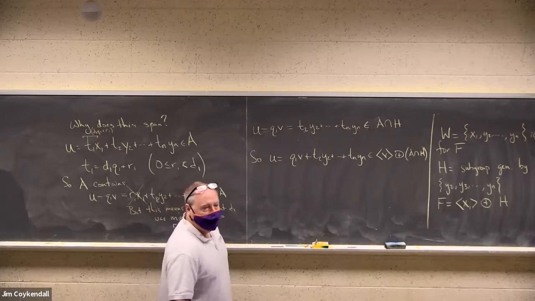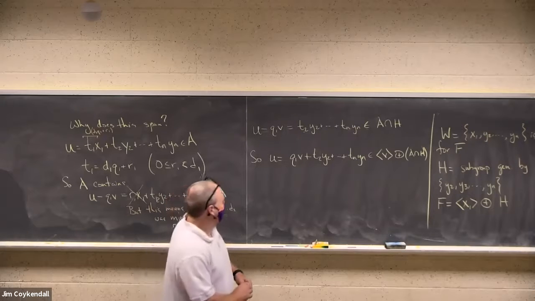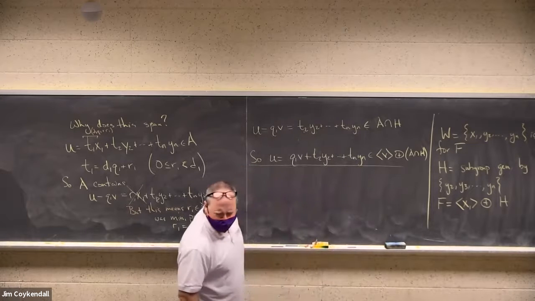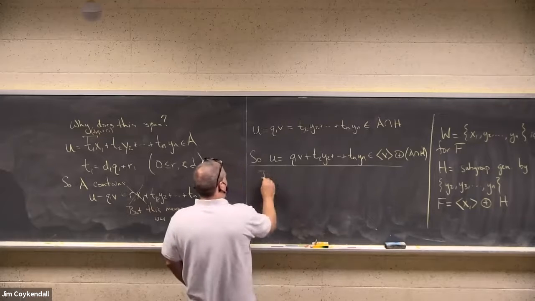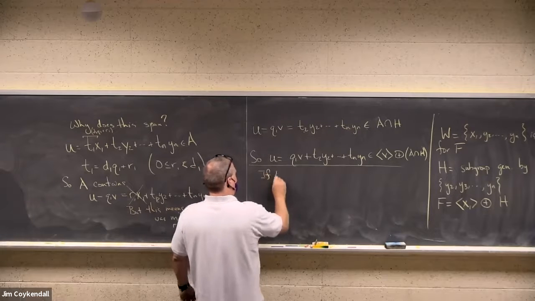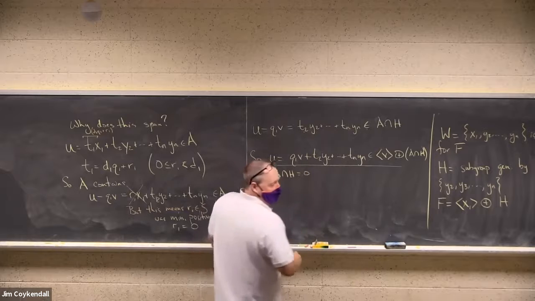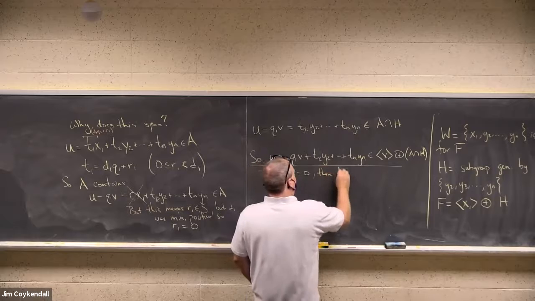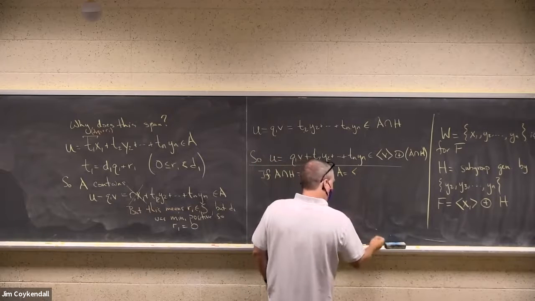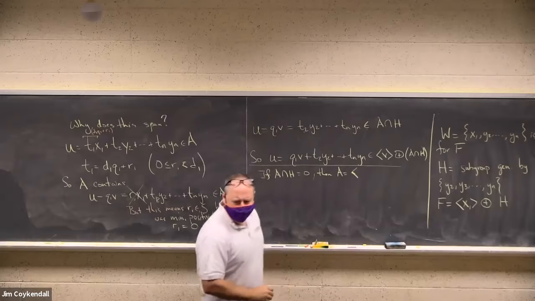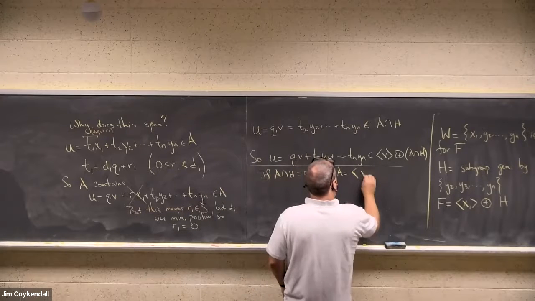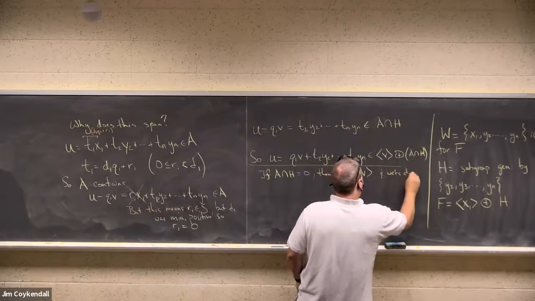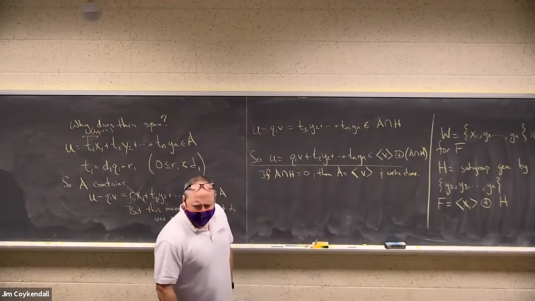All right. Any questions? So where are we at now after all this trouble? Well, let's point out that if A intersect H is 0, then A is singly generated by... What if not?